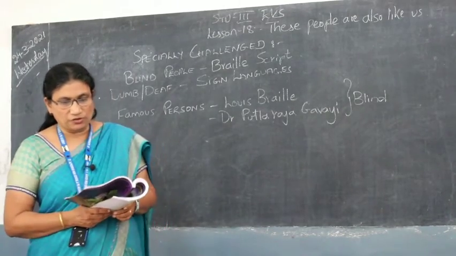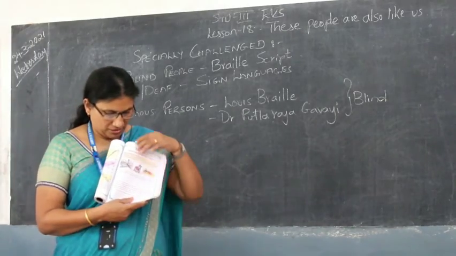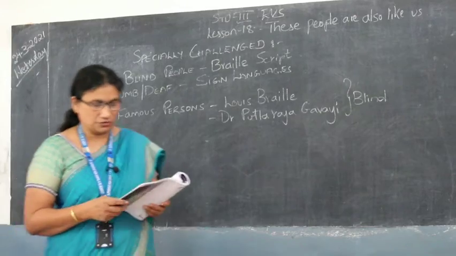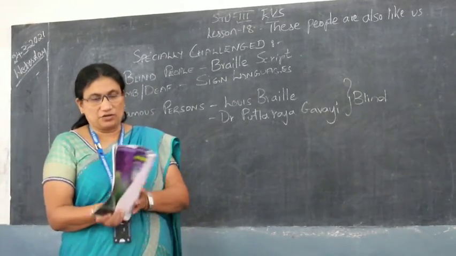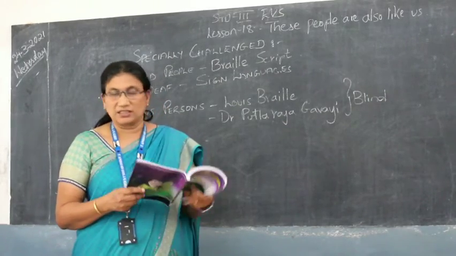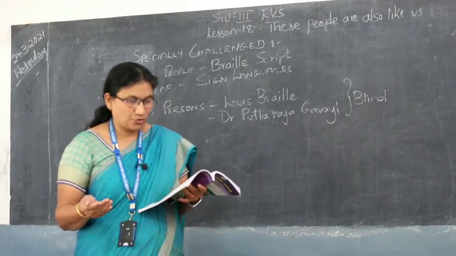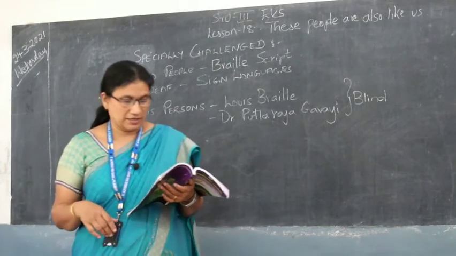These people are also like us. So it's on page 144. You can see there is a blind person standing at the crossing of the road, at the zebra crossing. There is a girl in a wheelchair, and this girl is lying on the ground. She can't walk. So basically this lesson is trying to teach us how to show a sensitive and very loving attitude to people who are not like us.